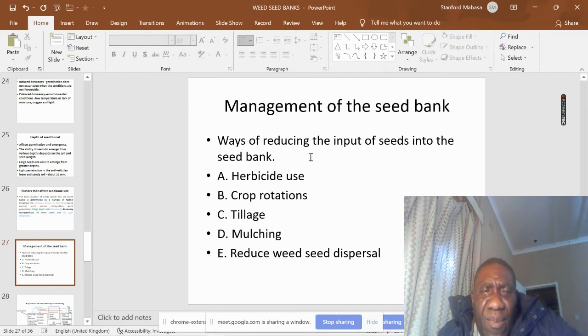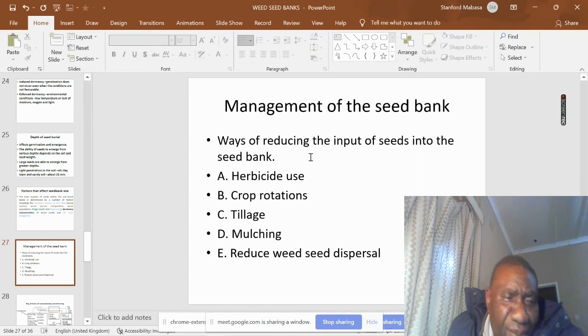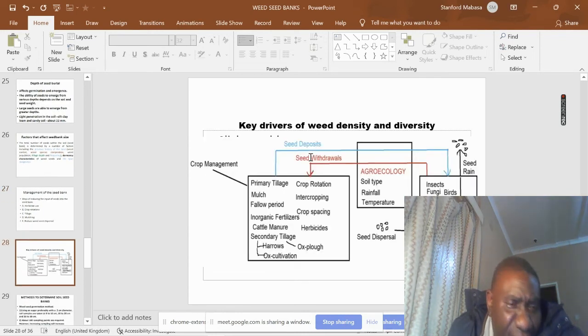We have also management of the seed bank. There are ways of reducing the input of seeds into the seed bank, which could be use of herbicides, crop rotations, tillage, mulching, and reducing weed seed dispersal. Probably that information could be summarized in this diagram.